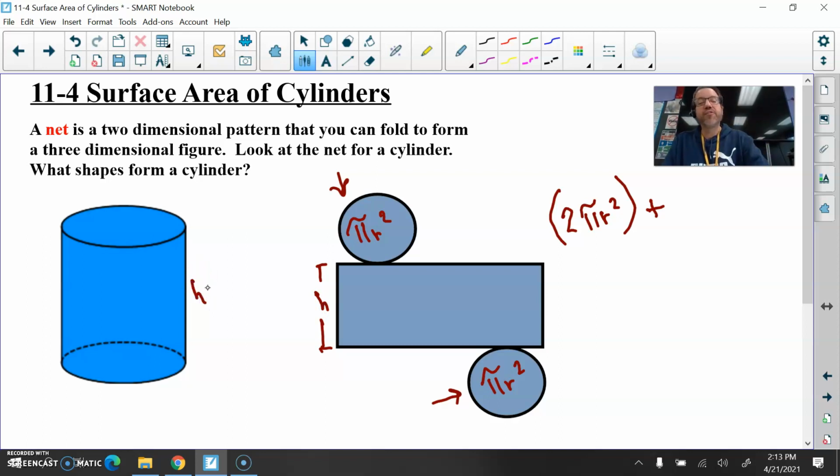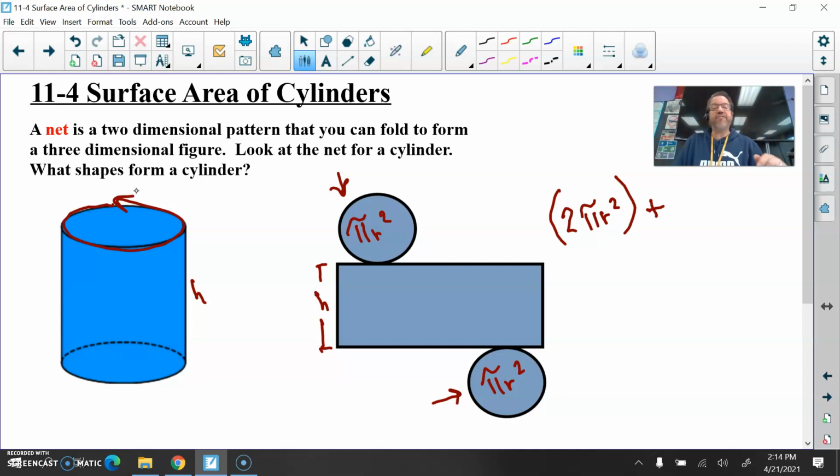Okay? The length of the rectangle, this dimension here, is actually the circumference of one of the bases, or both of the bases actually. It's the circumference or distance around that circle. Okay, here's your length. Roll that length around, and it equals the circumference or distance around that circle.